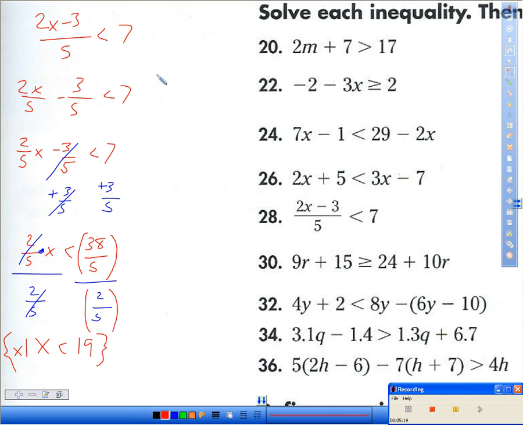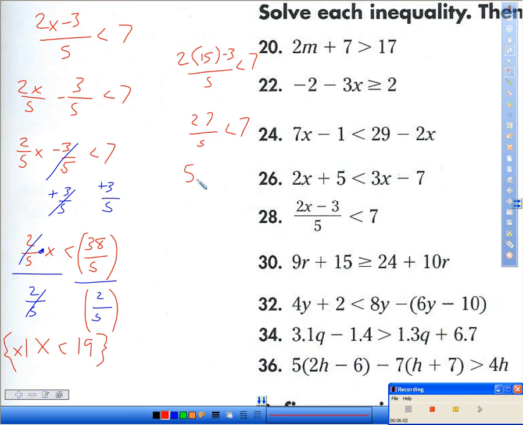So let's use 15. So instead of 2 times x, we'll do 2 times 15 minus 3 divided by 5, and we want to show that that is less than 7. Well, when we simplify that, 2 times 15 is 30. 30 minus 3 is 27. Is 27 divided by 5 less than 7?